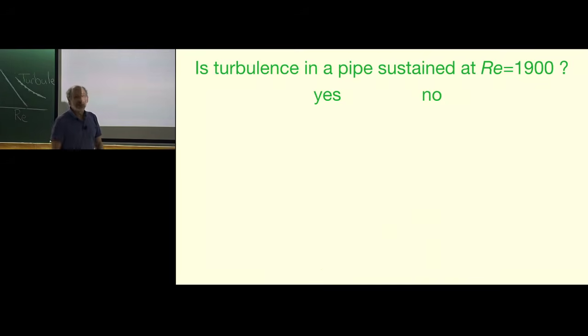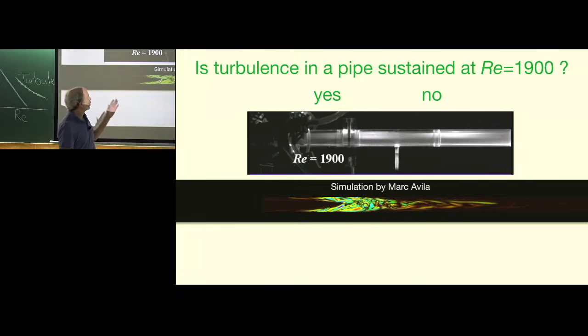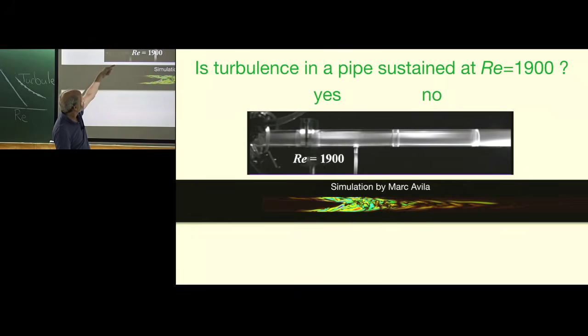Okay, so here's the way you should think about it. Let me ask you a question. Is turbulence in a pipe sustained at Reynolds number 1,900? So who thinks yes and who thinks no? Oh, okay. Let me give you a hint, because you probably don't know much about this. Let me show you an experiment. This is an experiment at Reynolds number 1900, by Tom Mullin and George Pixino. There's a pipe there, and they introduced a perturbation, and it's running down the pipe.